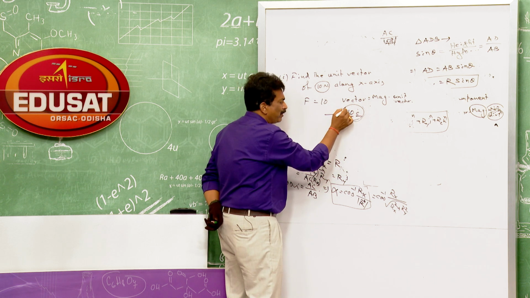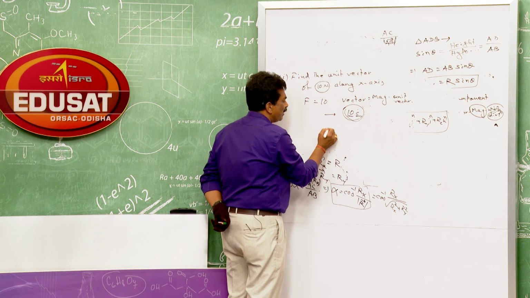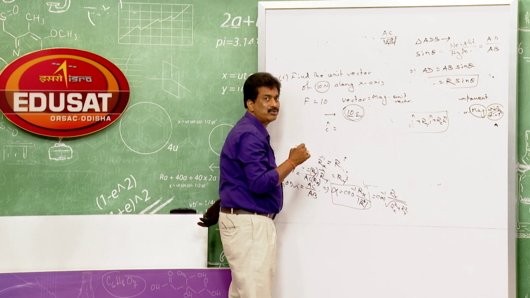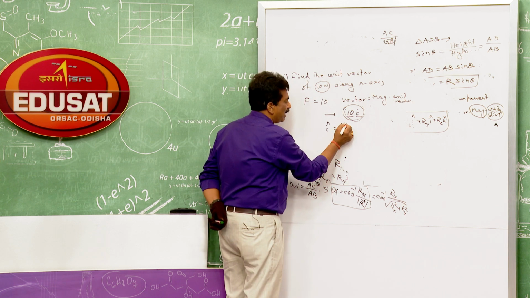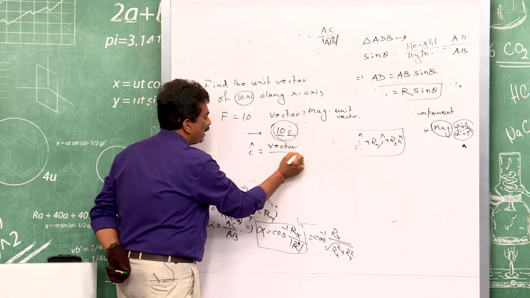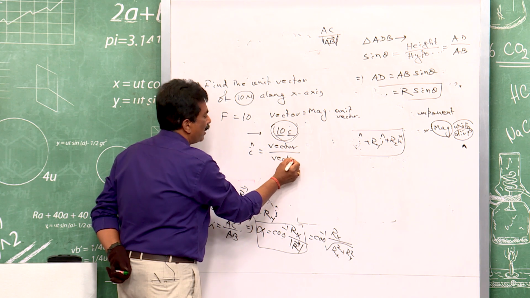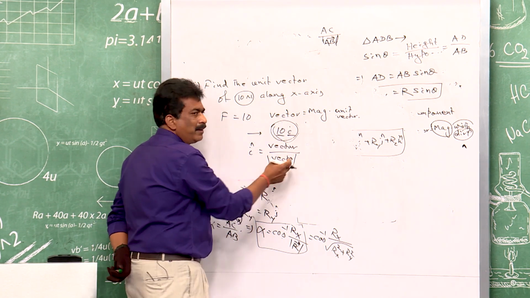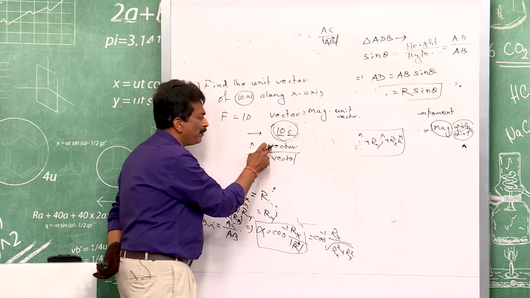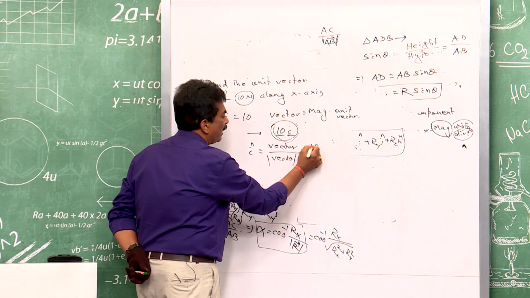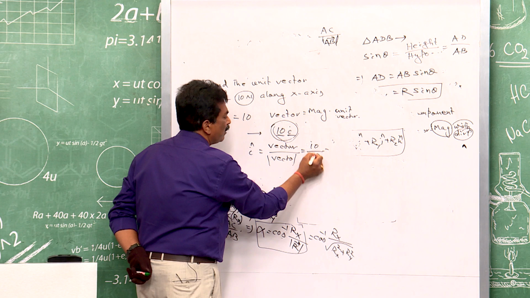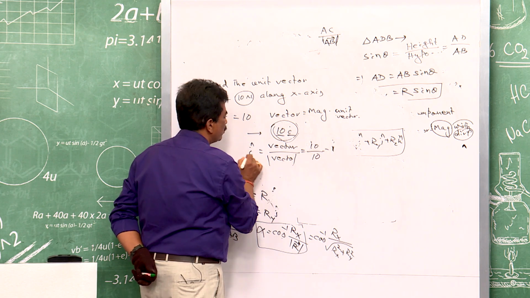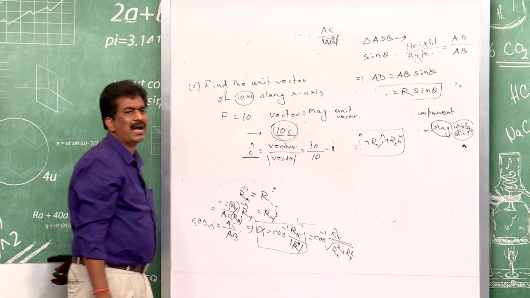To find the unit vector, the unit vector I cap is equal to which one? The same vector by the same vector mod. The vector mod is also the same, because the vector is 10 by 10. So, 10 by 10 is equal to 1. So, the unit vector is equal to I cap.